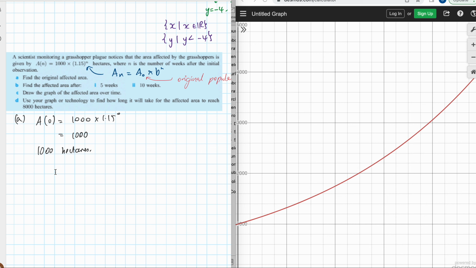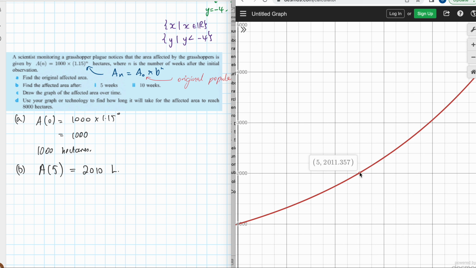For B, find the affected area after 5 weeks and 10 weeks. Now, I'd recommend using your ClassPad for this, and you can do an X calc and a Y calc to find these values. So we need to find 5. So I'm going to go across to 5 and hopefully jag it. There we go. So we can say that after 5 weeks, and I can write it like this, A5 is equal to, and we're going to go 3 sig figs here, 2010. And that's hectares, so we can just write H.